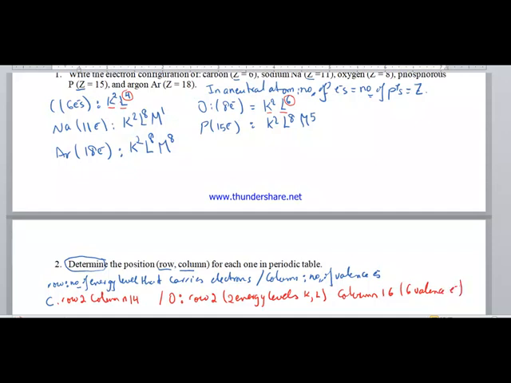For the element sodium, we have 3 energy levels, row 3. Also for argon, 3 energy levels, row 3. Phosphorus also has 3 energy levels. All of these elements are in row 3. Sodium has 1 valence electron, so it is in column 1. Argon has 8 valence electrons, so it is in column 18. Phosphorus has 5 valence electrons, so it is in column 15.